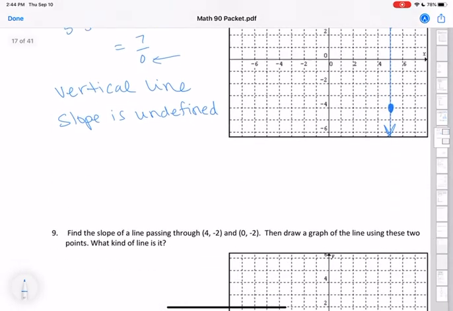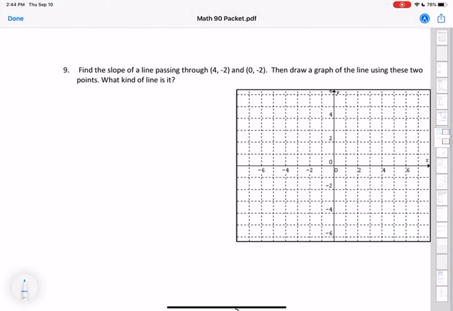So in the next one, also a little bit weird. For this one, find the slope of a line passing through 4, negative 2, and 0, negative 2. Okay, and something weird's going to happen here too. So we did negative 2 minus a negative 2 all over 0 minus 4. So negative 2 plus 2, over that negative 4. Now, negative 2 plus 2 is 0 over negative 4. But what is 0 divided by anything? It's just going to be 0, right? So this means that our slope is 0.